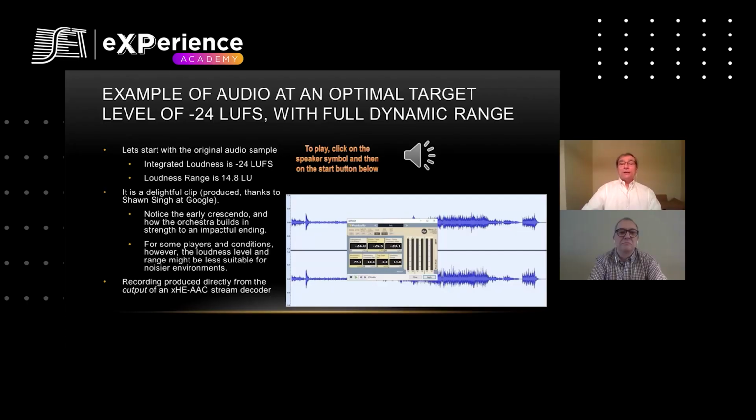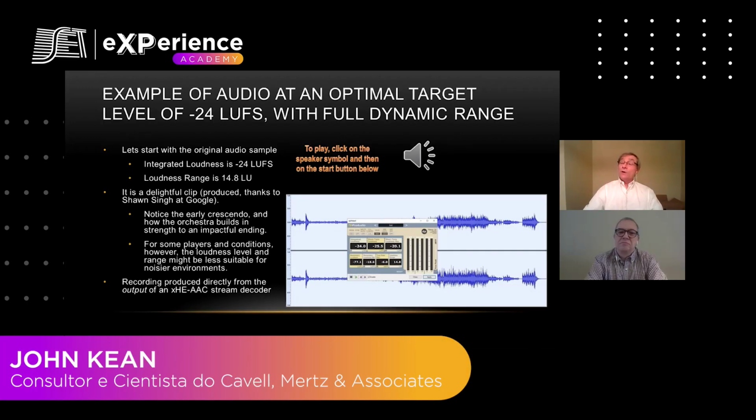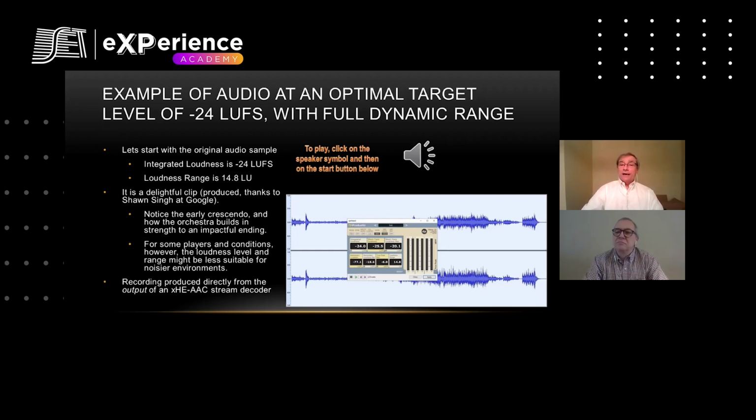So here's some examples. I have 3 examples starting with the original piece of music. It runs 1 minute, and you can see down here, I hope my mouse pointer is visible, the left and right channel waveforms of the audio over that 1 minute period. In the little overlay, I've included some information from that ITU loudness measurement. You can see that it's -24 LUFS. That's the ideal target level for the audio. And the loudness range is 14.8 LU.